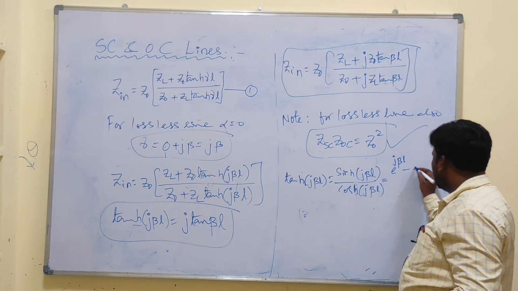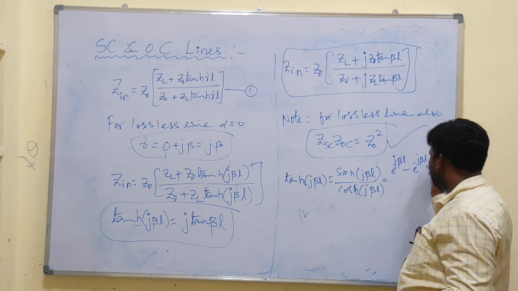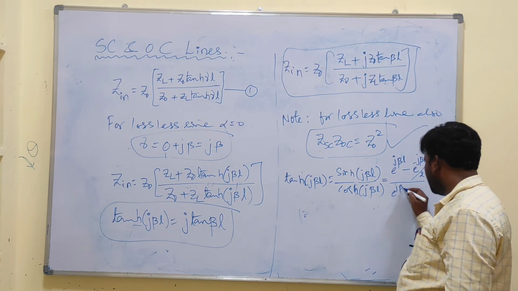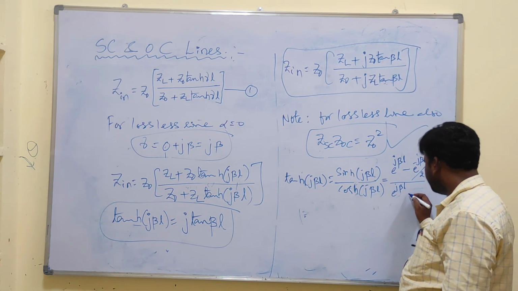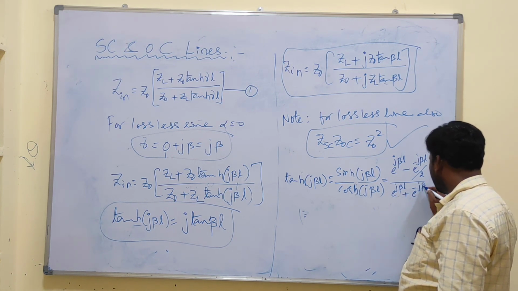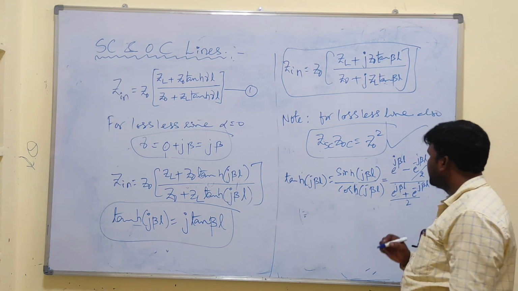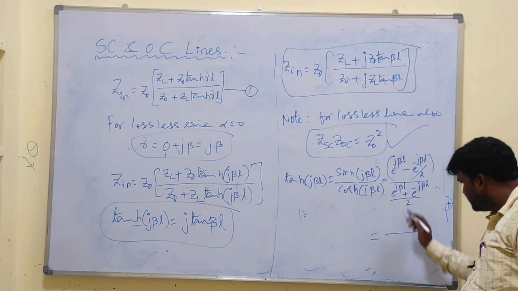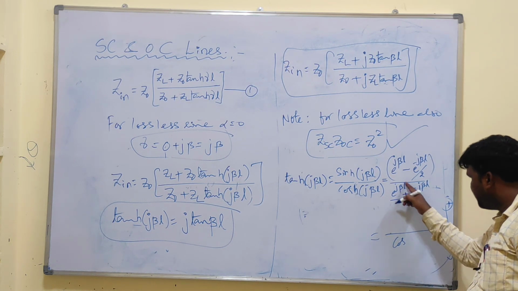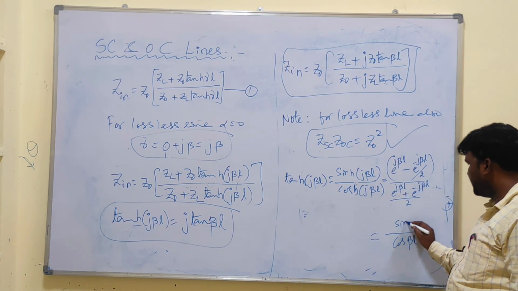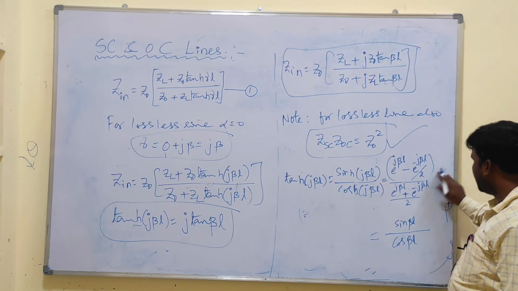Minus e to the power minus j beta L by 2. Here cosh j beta L, that is e to the power j beta L plus e to the power minus j beta L divided by 2. Okay. So this is equivalent to, in the denominator, cos of this angle, beta L, cos beta L. And what about this one? In order to get that one as what? Sin beta L.